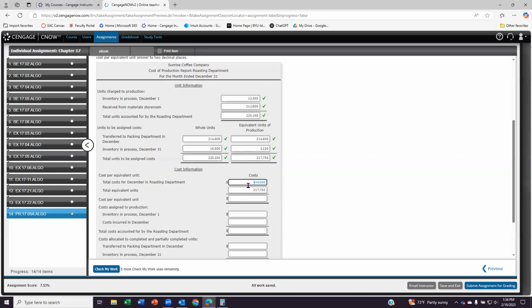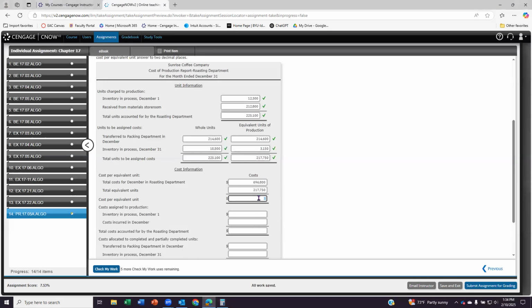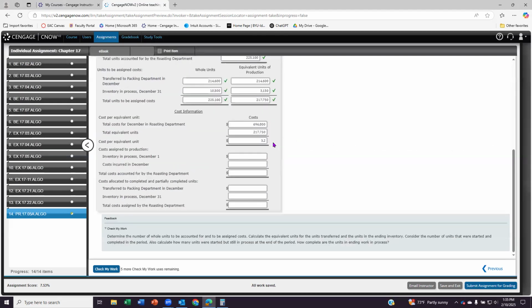And so if we take the total costs divided by the total equivalent units, that will give us the cost per equivalent unit, divided by 217,750, 3.2 or $3.20. All right. So now we want the costs of our inventory in process at December 1st. So we can look up here and it just tells us, right? This was how much it cost us to complete this inventory in process. So 29,151.